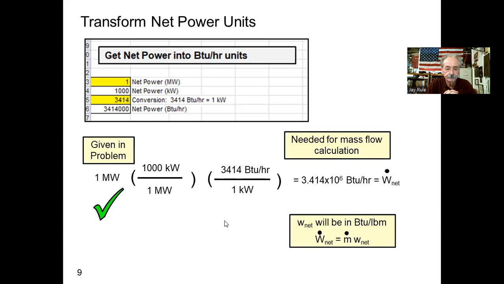Okay, first step. Transform the net power units. Okay, and so we've got 1 megawatt, and so we're going to apply our conversion factors, 1,000 kilowatts per megawatt. In the back of the book, look up, there's 3,413 BTUs per hour in 1 kilowatt. Okay, and so it looks like our net power is 3.41 million BTUs per hour to make 1 megawatt. So that's our first step, getting net power in BTUs per hour. So looking ahead, we're going to need that.